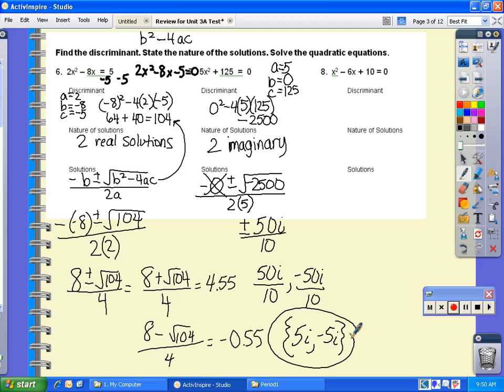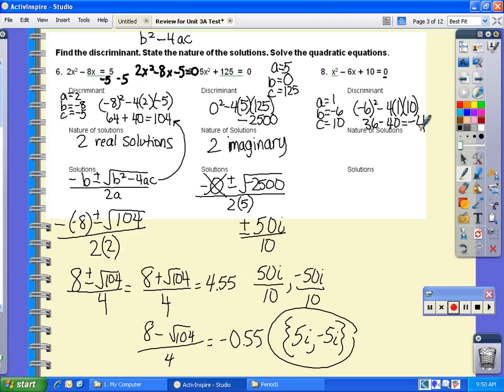Number 8, again, it's already equal to 0, so I can right away pull out a equals, b equals, and c equals. A equals 1, b equals negative 6, and c equals positive 10. So that means that it's going to be b squared minus 4ac, times a, which is 1, times c, which is 10. So I have 36 minus 40, which means that my discriminant value is negative 4.